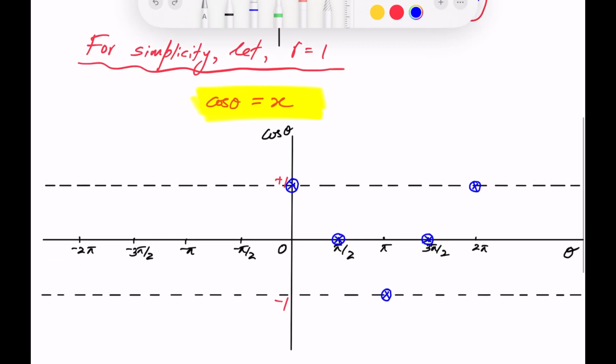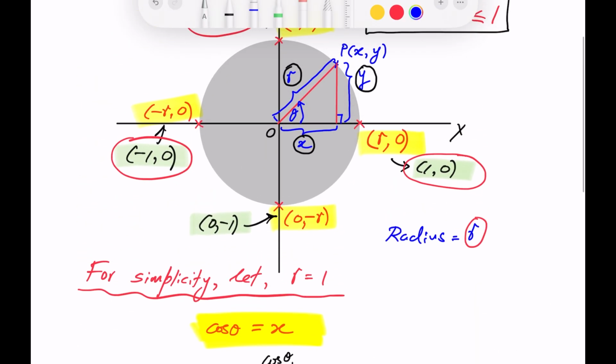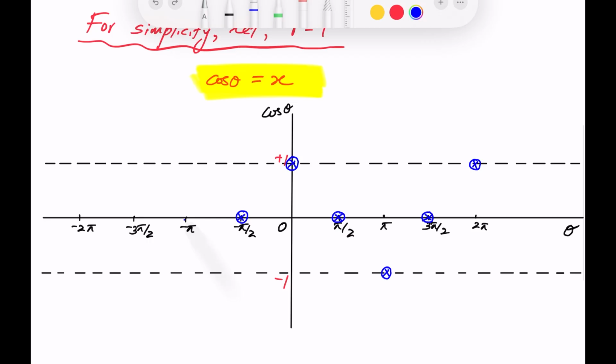Since the x-coordinate is equal to cosine theta, when theta equals negative pi over 2, we have cosine theta is equal to 0. Similarly, when theta is equal to negative pi, which means on the clockwise direction, the point P is right here. In that case, on the unit circle, the x-coordinate is equal to negative 1. Therefore, when theta is equal to negative pi, cosine theta is equal to negative 1.